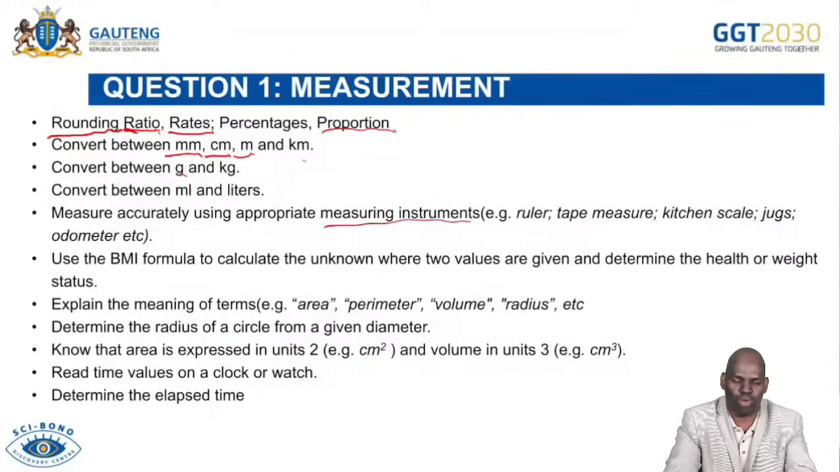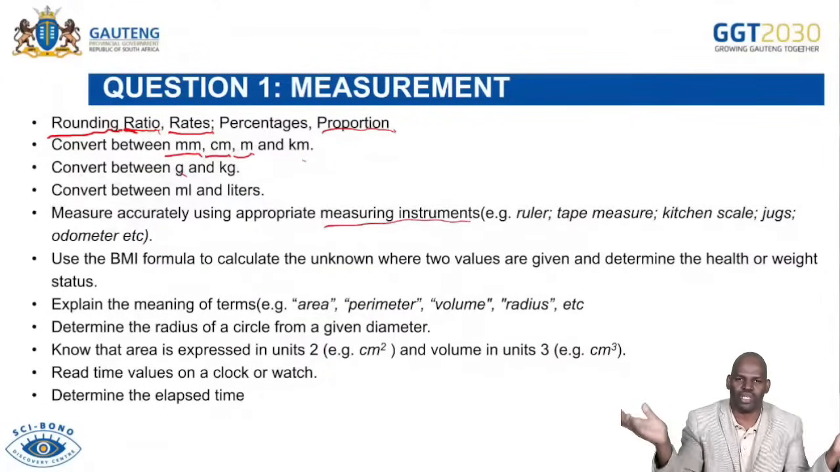And then again, we've got measure accurately using appropriate measuring instruments. Okay, you must be able to measure, boys and girls. If, for instance, you've got a ruler, make sure that you've got your own ruler. If you have to measure using a ruler, make sure that you'll be able to measure accurately. It's very, very important. Then also tape measure.